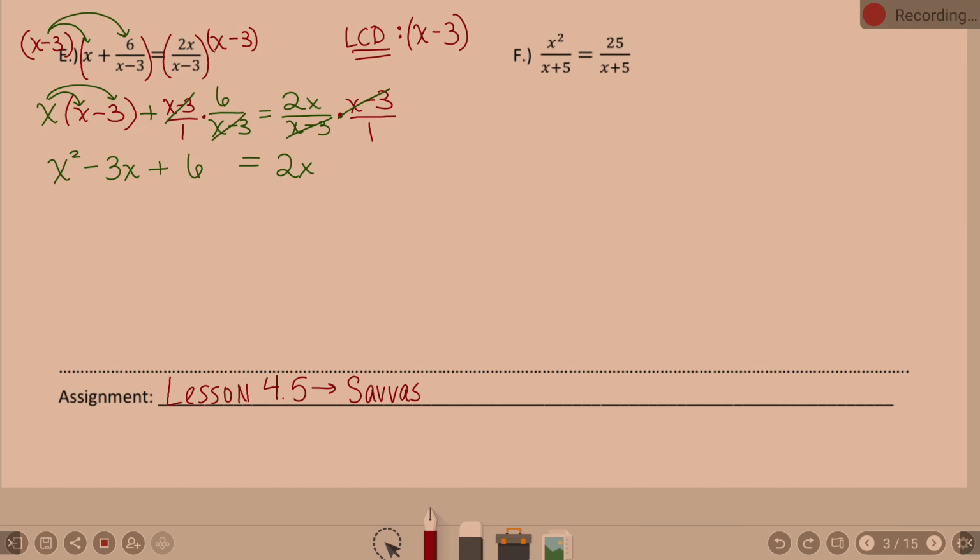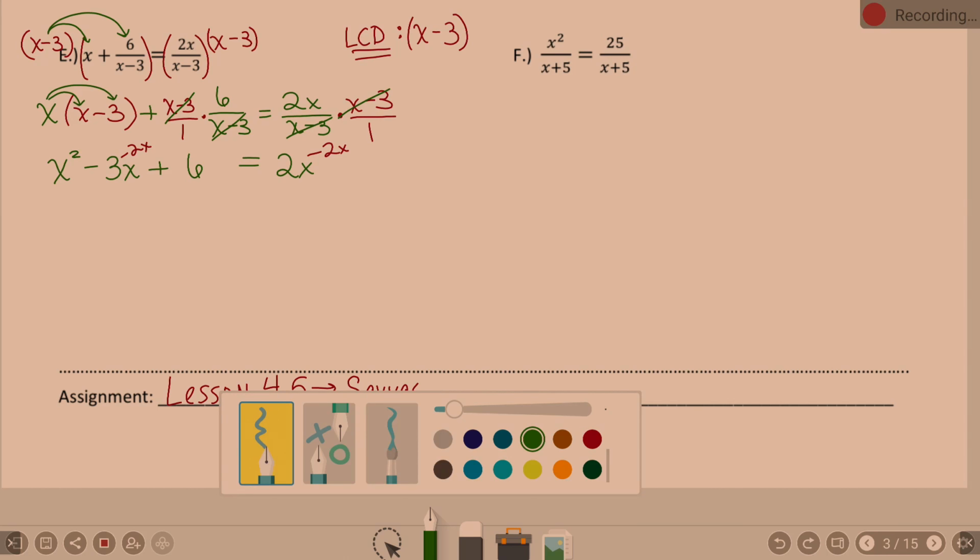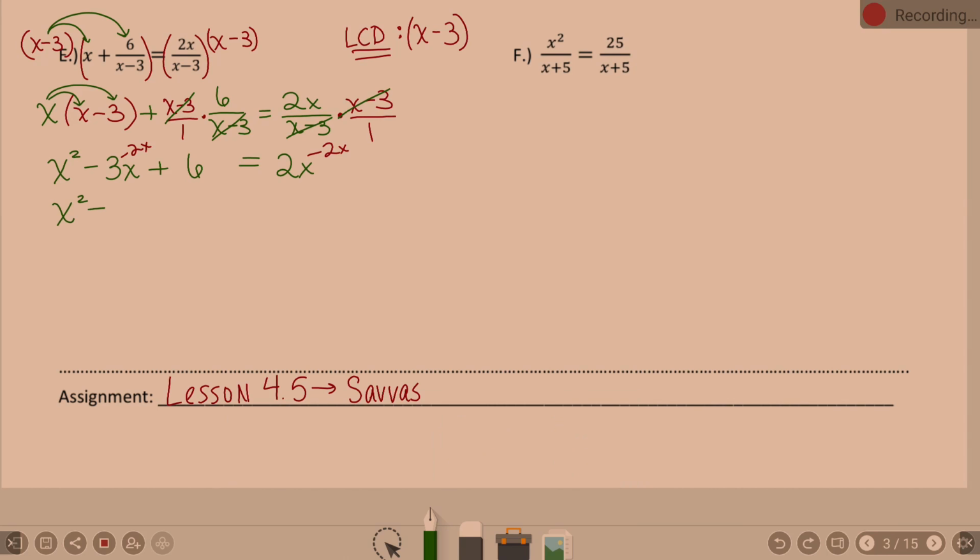You got all your pieces? I see x squared, I see x's, I see numbers. Make this equation equal to 0. How am I going to make this equal to 0? Subtract 2x. Where am I subtracting 2x from? That minus 3x. Subtract it from its like term. So x squared minus 5x plus 6 equals 0. And I feel like saying same old, right? We're going to factor.